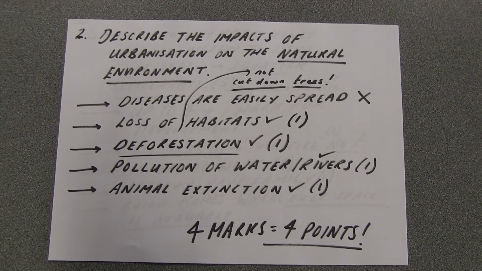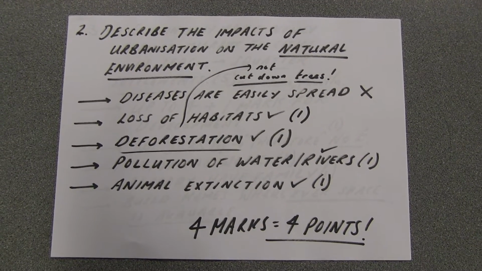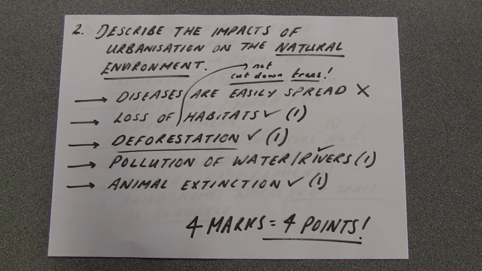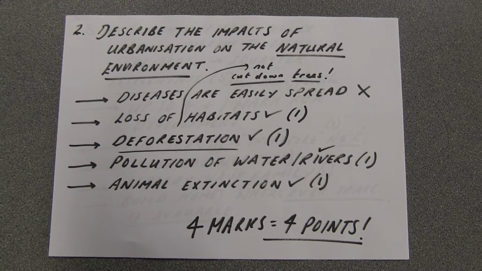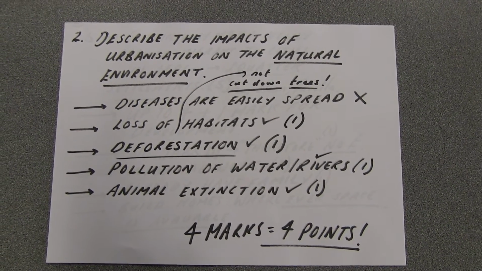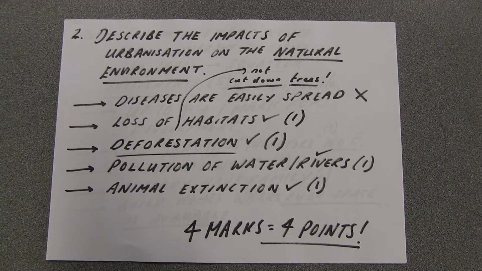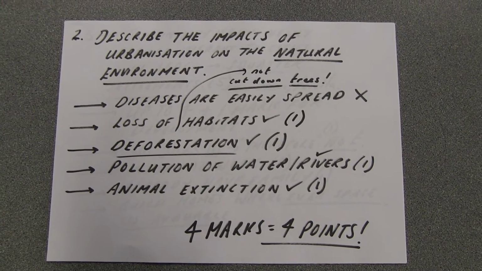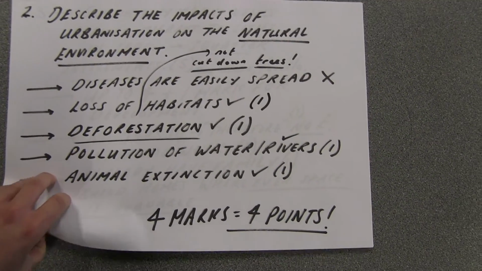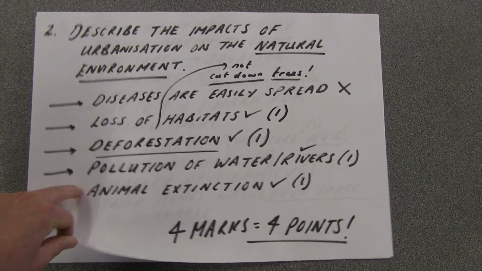So there are 4 examples of things that you could have written. Loss of habitats, 1 mark. Deforestation, 1 mark. Pollution of water and rivers, 1 mark. Animals become extinct, 1 mark. Nice and easy. Please try and be a bit more sophisticated in terms of the language that you use. Don't say trees will have to be cut down. Use the proper terms: deforestation. That's going to be critical to making sure that you show off to the examiner everything that you know.